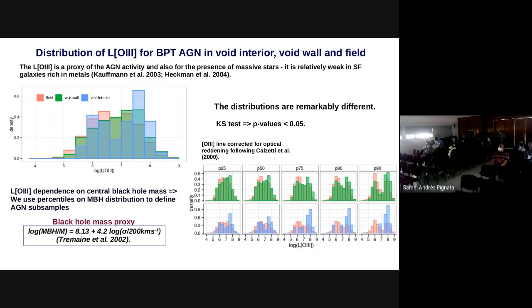and these are the luminosity [OIII] distributions for galaxies in void wall in green and in void interior in blue, and the red is for comparison the field. And for all different percentiles of black hole mass, we obtain higher values of this parameter in voids.